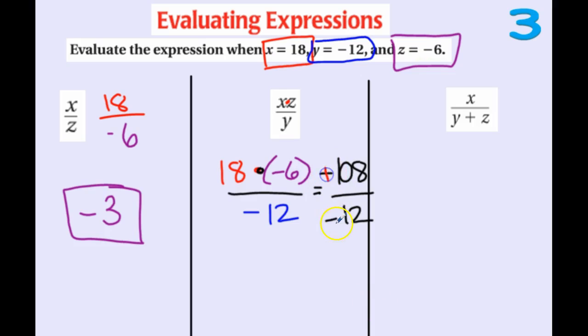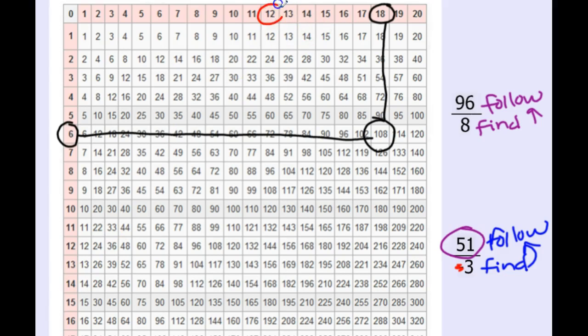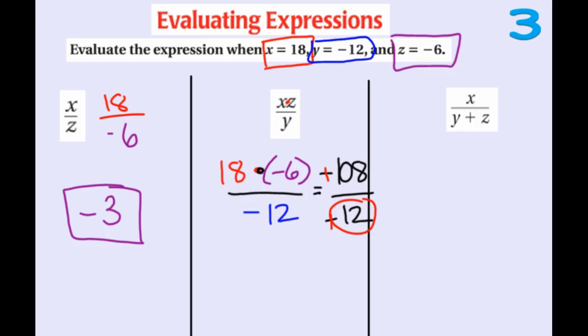Two grumpy people, they get along. So we need to find 12 and follow it to 108. So here's 12. I'm going to follow it to 108. There it is. And look to the other axis. It says 9. So our answer is a positive 9.